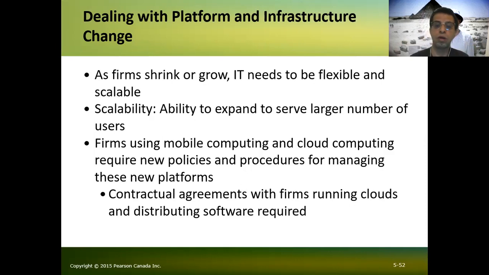And what you need to deal with is a firm using mobile computing and cloud computing, and there are new policies on how you're going to deal with your data, sensitive data and insensitive data, and procedures for managing these new platforms, which come into effect in the contractual agreement with the firms running the cloud and distributing the software required.